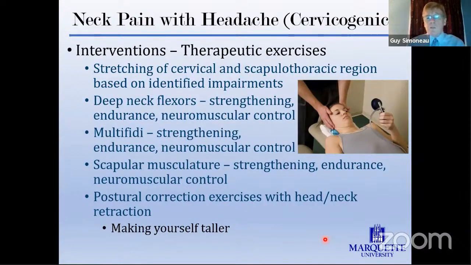So while our treatment should focus on the upper cervical spine as the source of nociception, because of the poor posture that many of those individuals have, we do want to be a little more global in our approach. So we want to address the deep neck flexors, the multifidi, the scapular musculature, and also their posture. But make sure to understand that the source of nociception is the upper cervical spine, and that should be the primary focus of treatment. Everything else is additional treatment based on your identification of impairments.